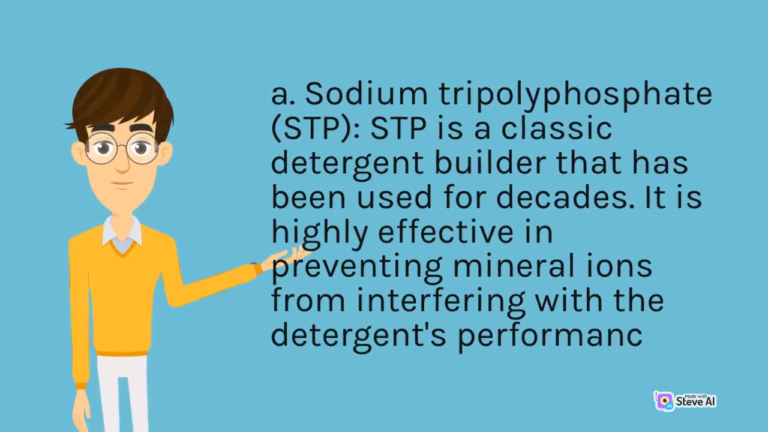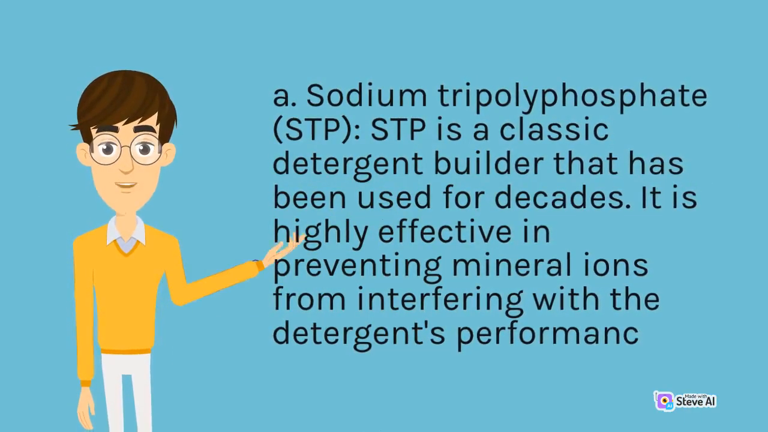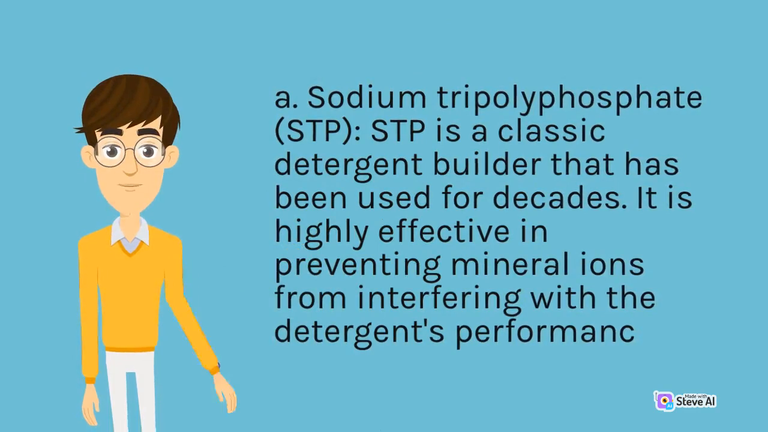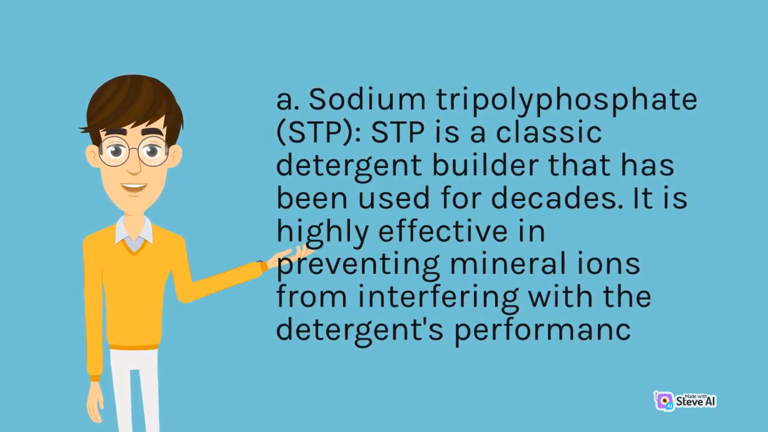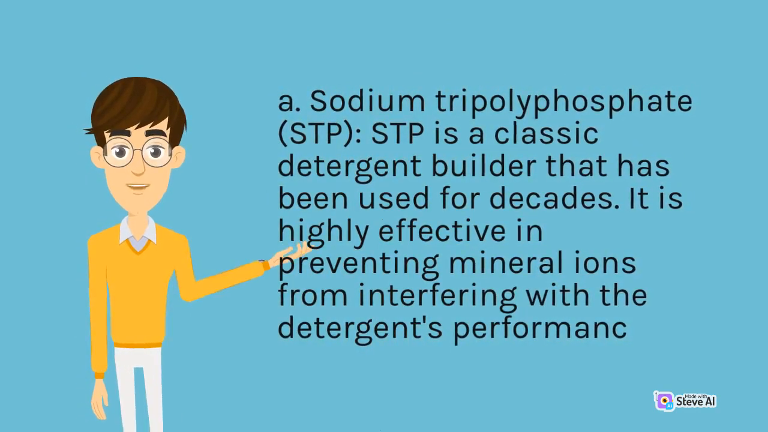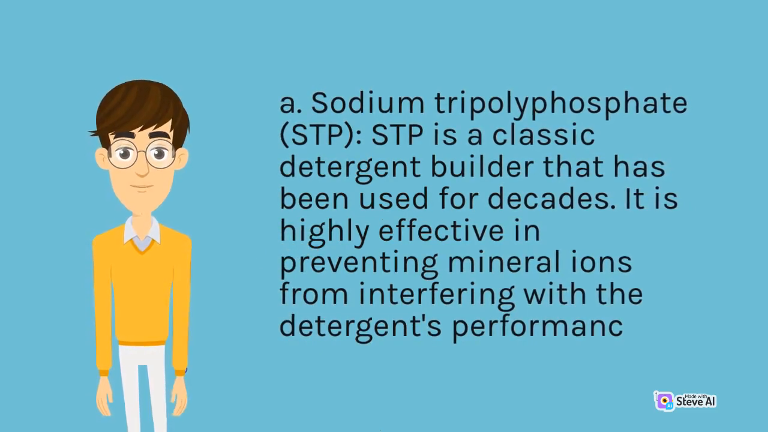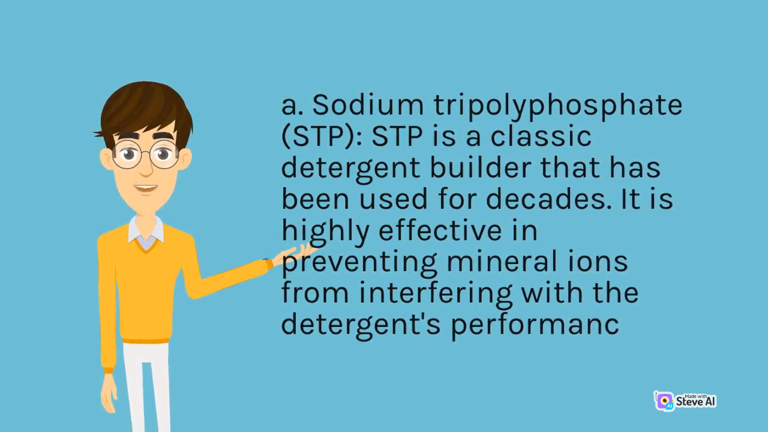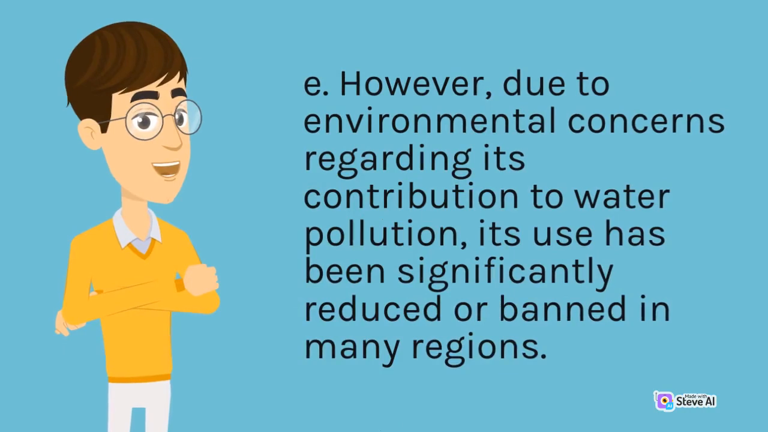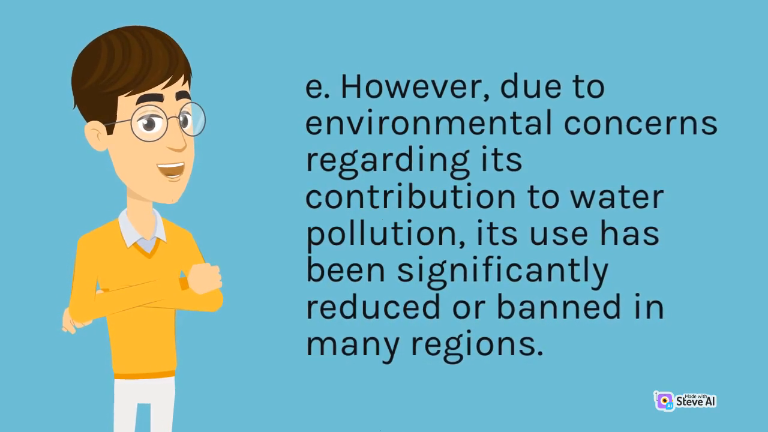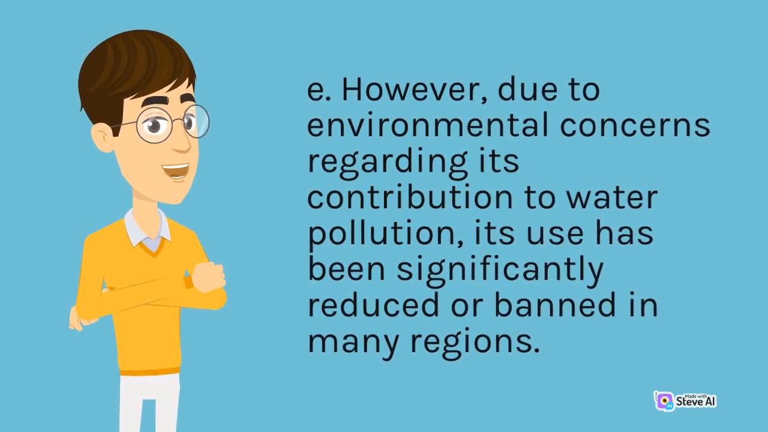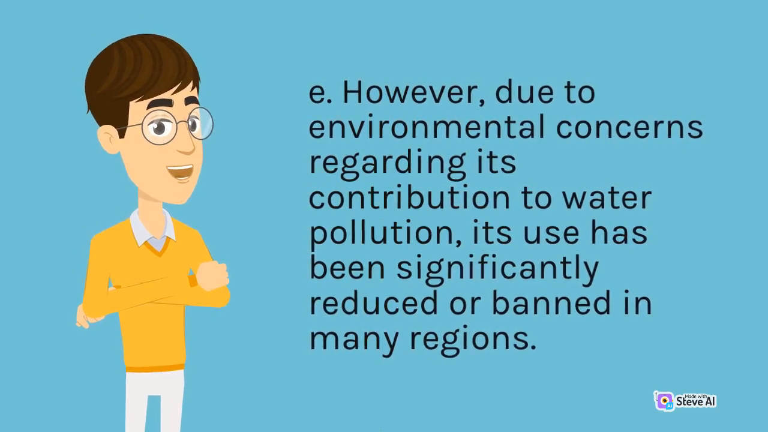A. Sodium tripolyphosphate, STP. STP is a classic detergent builder that has been used for decades. It is highly effective in preventing mineral ions from interfering with the detergent's performance. However, due to environmental concerns regarding its contribution to water pollution, its use has been significantly reduced or banned in many regions.